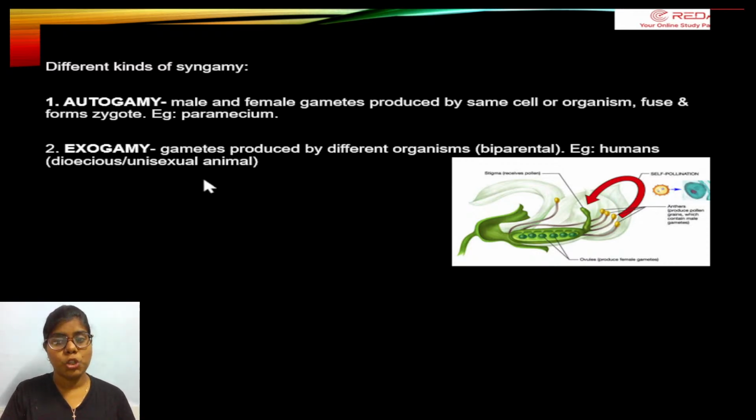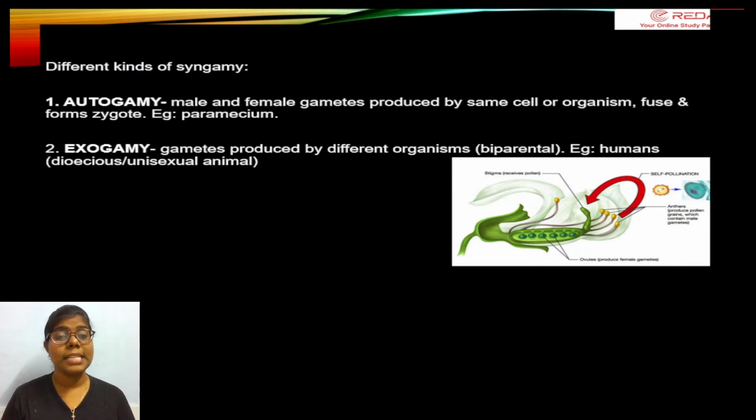Next, exogamy. Exogamy na opposite to this. Gametes produced by different organisms. So we have biparental. Bi na two. அப்ப two parents இருப்பாங்க. Example, humans, mummy, daddy அப்படின்னு ரெண்டு பேர் இருப்பாங்க, father, mother. So both parents are involved together to form gametes. So mother கிட்ட இருந்து ஒரு set of gamete வரும், father கிட்ட இருந்து ஒரு set of gamete வரும். ரெண்டும் combine ஆகி daughterக்கு or sonக்கு it will be getting.